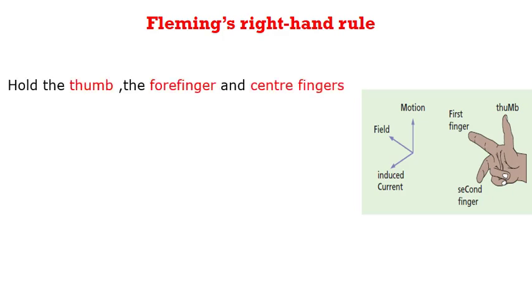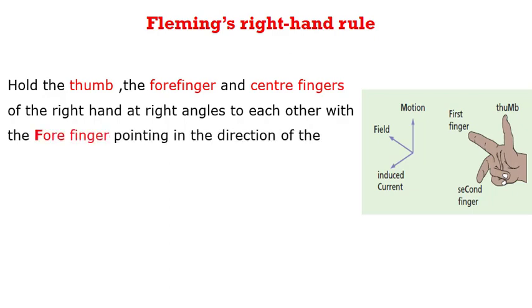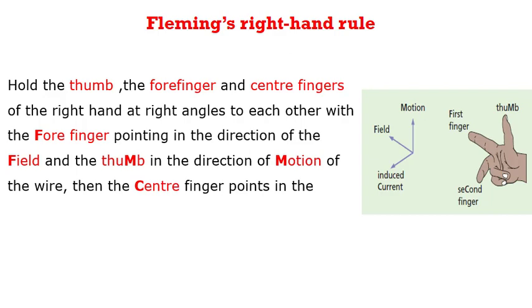Hold the thumb, the forefinger and the center finger of the right hand at right angle to one another. You can see the diagram. The forefinger points in the direction of field, the thumb in the direction of motion of the wire, then the center finger points in the direction of induced current.